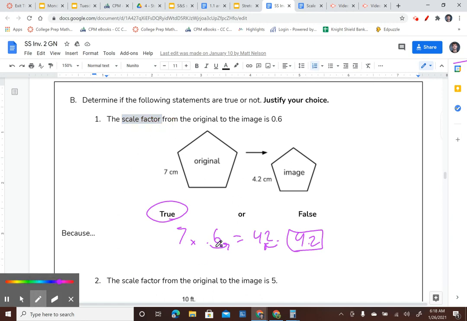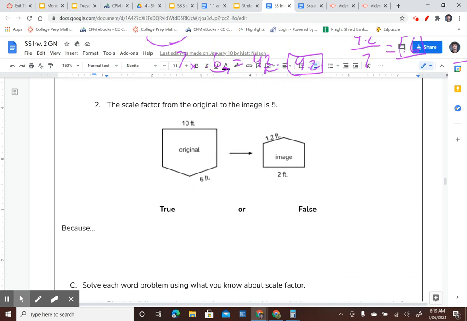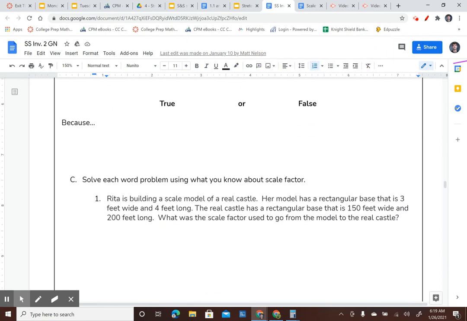You could also test it out by doing 4.2, our image, divided by 7, our original. And that's going to give us 0.6. So that's the other way that you could show your work. Either by plugging in the scale factor or by finding the scale factor like you normally would. Each way is a really good explanation. All right, so now we're going to take a look at this next one. I'll leave that to you.